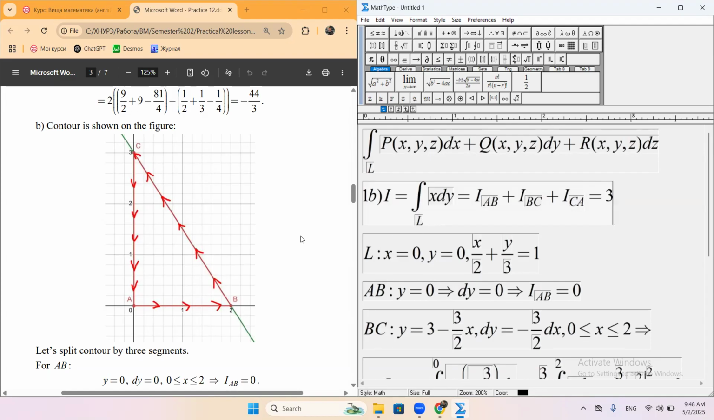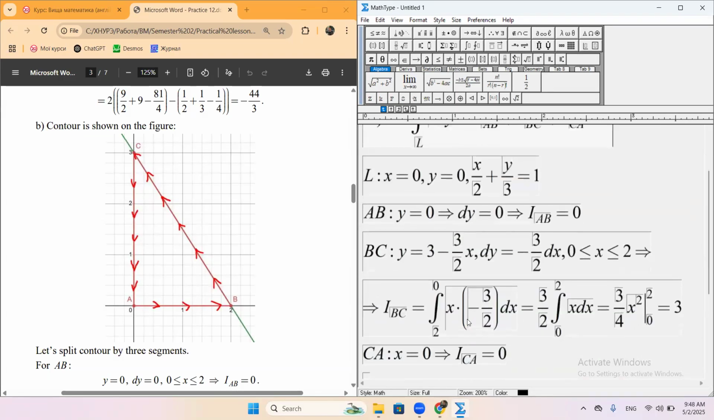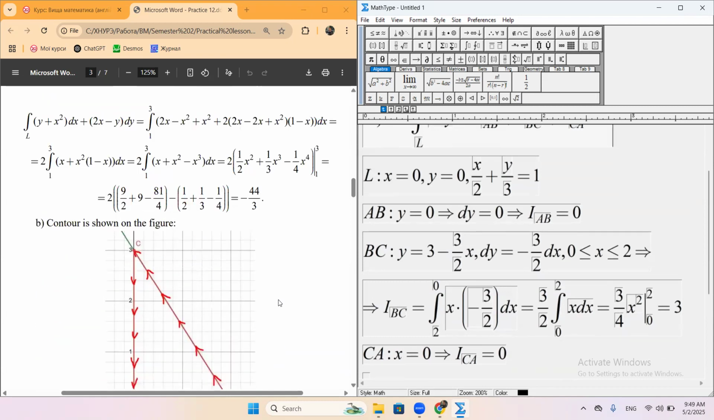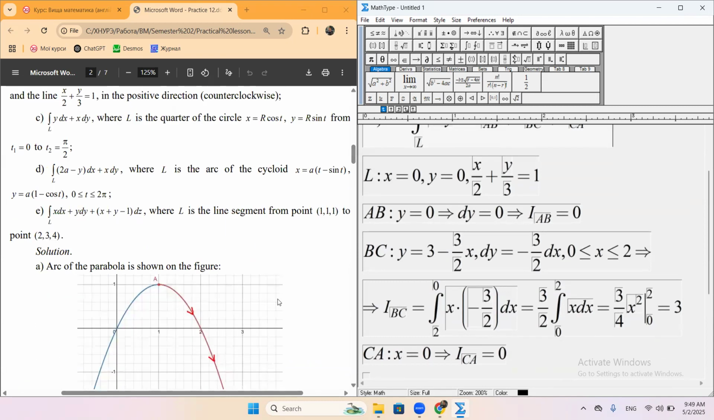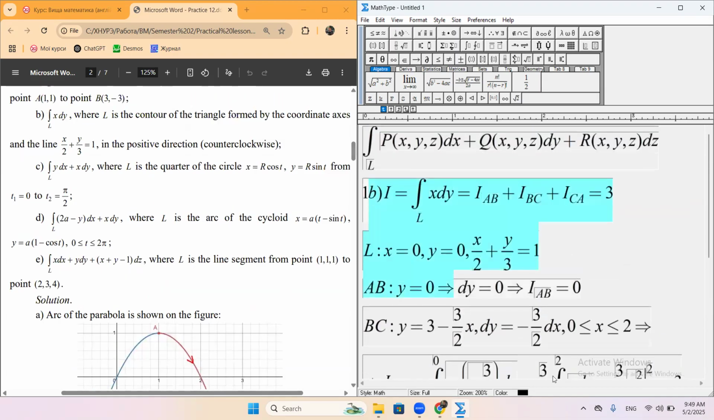Can you scroll down? Yeah, sure. No questions. From anybody else? Okay, if no questions, let's move to the next task. So 1C.